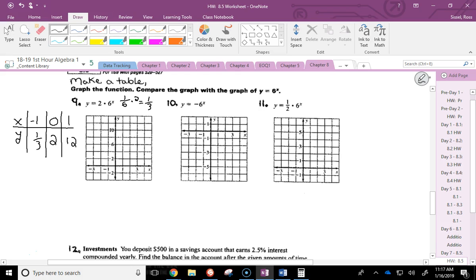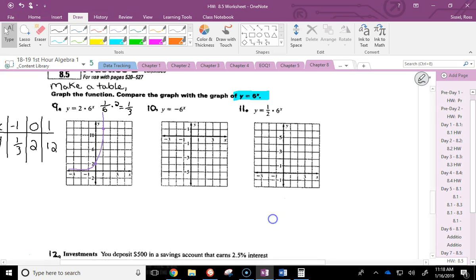I then will go ahead and graph this. Okay, so at 0, 2, 1 and 12, and negative 1, and it's 1/3. So there's 1, there's about 1/3. So there's my line. Well, on this question it said, graph the function, compare it with the graph of y equals 6 to the x power. Well, 6 to the x power, that is my parent for all of these.